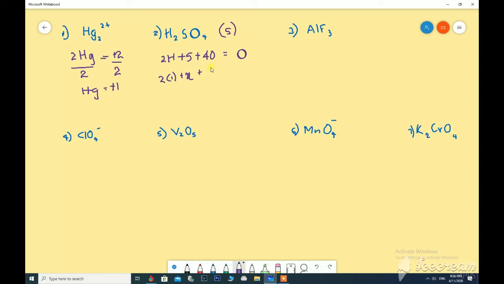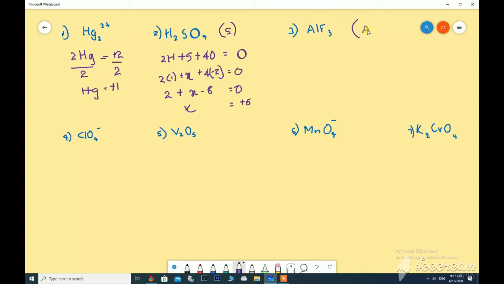Add. It is not a superoxide or peroxide, so oxygen shows -2 here. It should be equal to 0. So 2 plus x minus 8 is equal to 0. x is equal to +6.